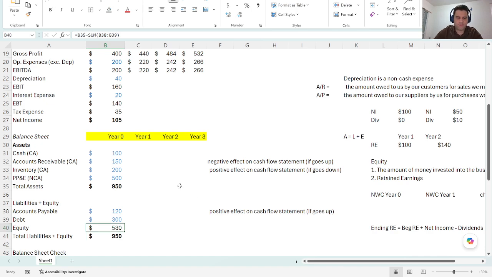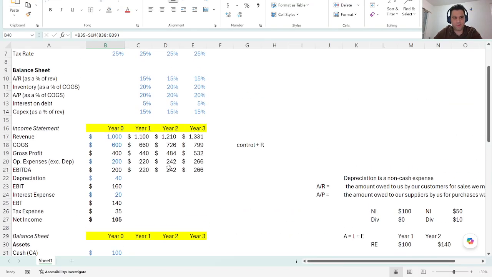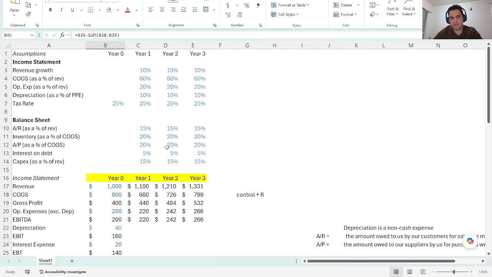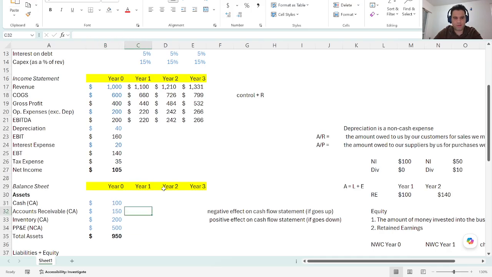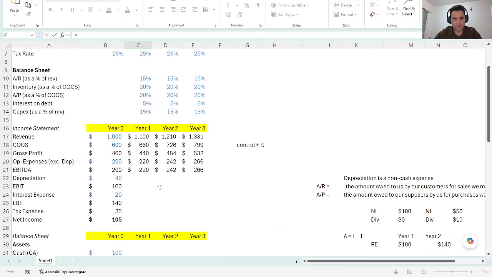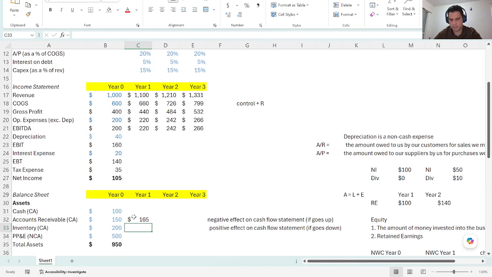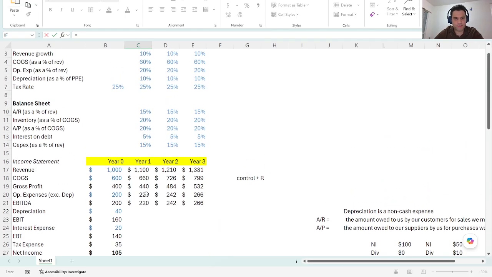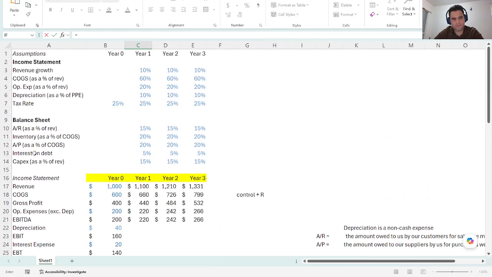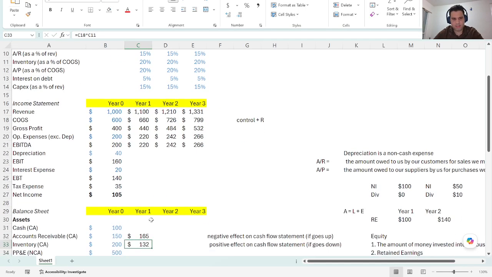Now let's look at forecasting certain line items. Accounts receivable as a percentage of revenue is going to be 15%. So revenue is this multiplied by the percentage of accounts receivable as a percent of revenue. Inventory is given as a percentage of COGS. So COGS multiplied by 20%. So these two line items we can forecast.